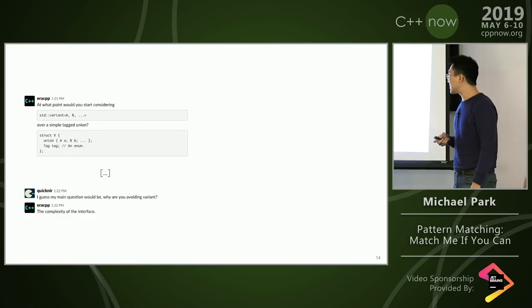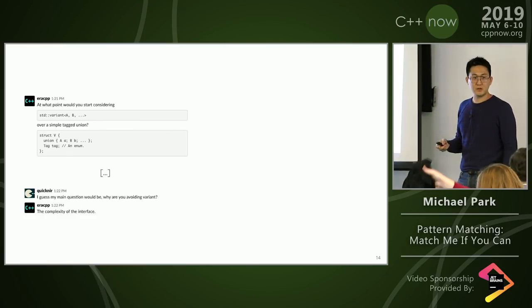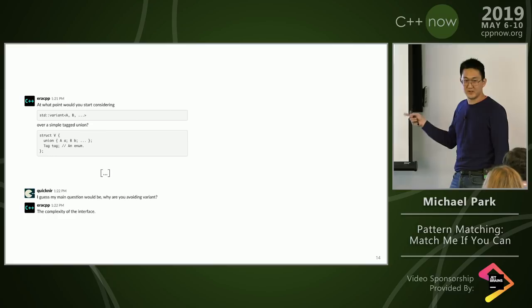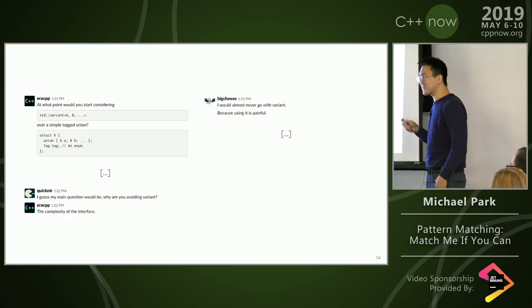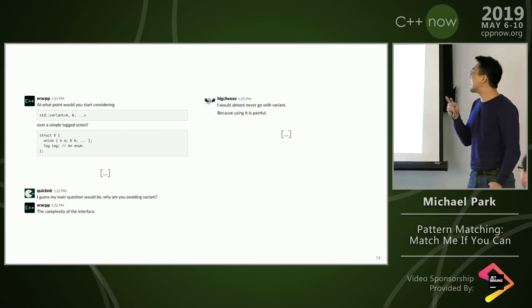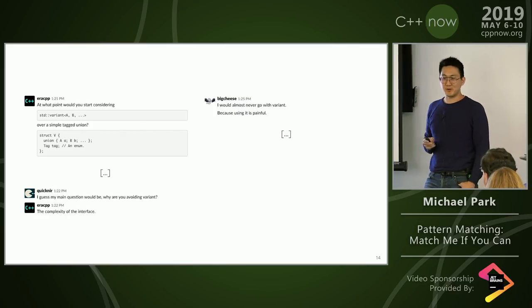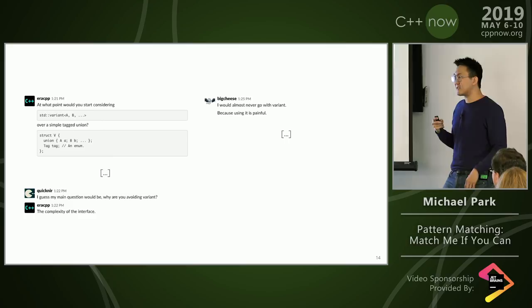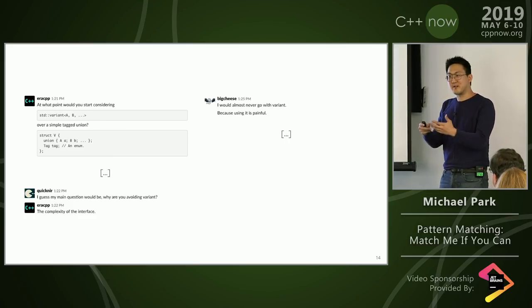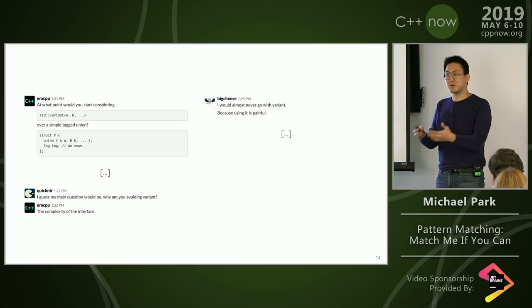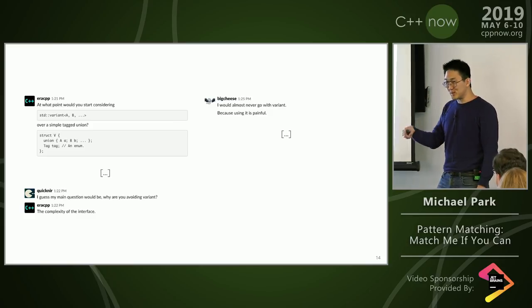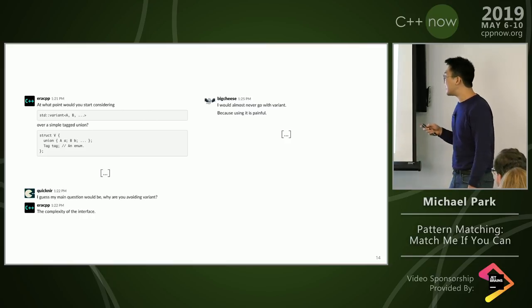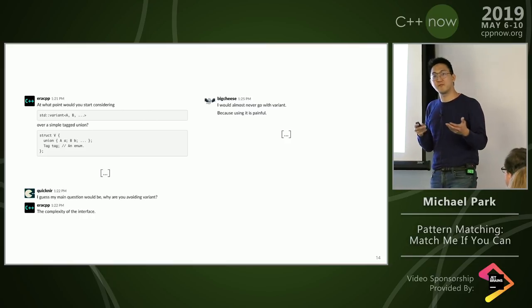And the answer to that was the complexity of the interface. And the complexity of the interface really is just the std::visit interface we're talking about. So Michael Spencer comes along and he says, I would almost never go with variant because using it is painful, right? And as someone who was very much involved in the variant design and usefulness of it, I care about the usability of variant. And it makes me sad that variant is not being used because of std::visit. So how can we make it easier for variant to be used?